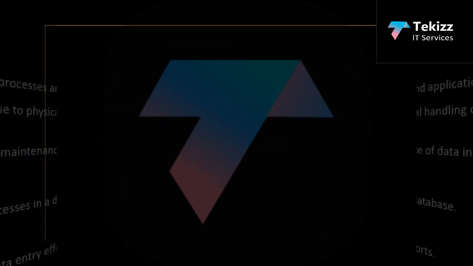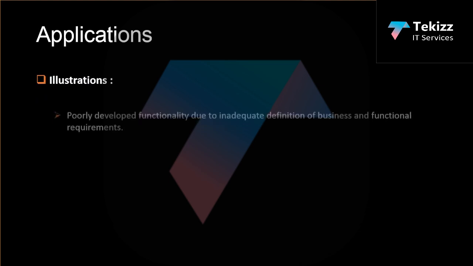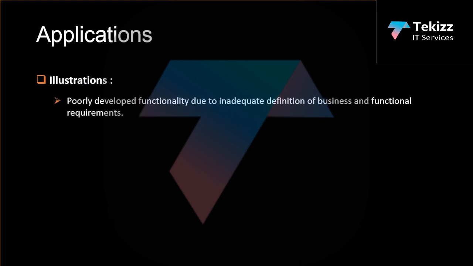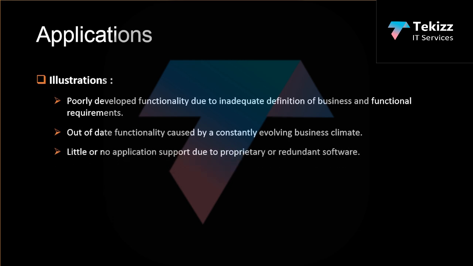And then the next category is application. The illustrations of that will be poorly developed functionality due to inadequate definition of business and functional requirements, out of date functionality caused by a constantly evolving business climate, and little or no application support due to proprietary or redundant software.